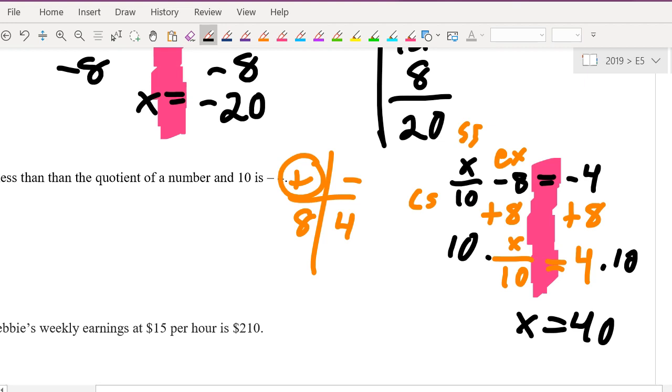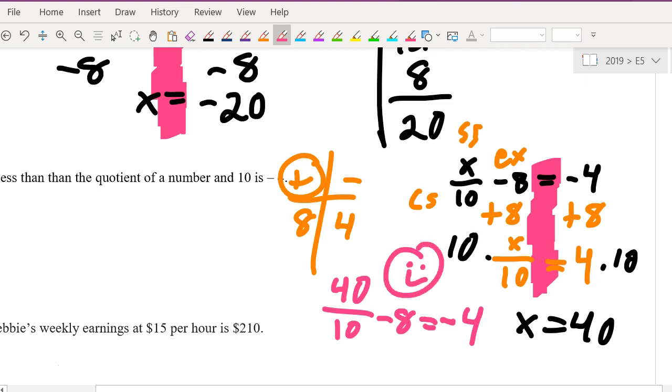And we can test it. 40 over 10 is 4, minus 8 is negative 4. Yep, it works. If we want to test it, 40 over 10 minus 8. That's 4 minus 8 is negative 4. Happy face. We're testing it.